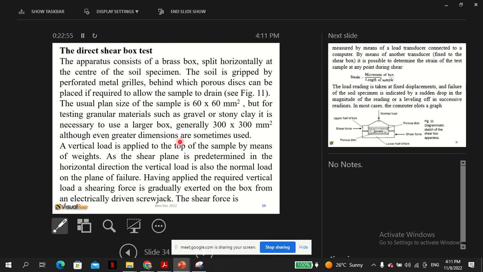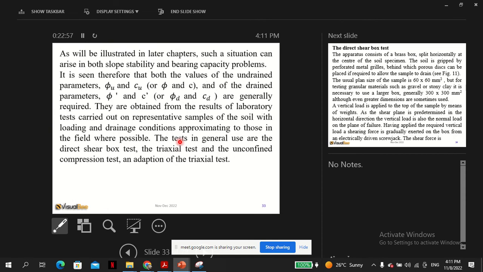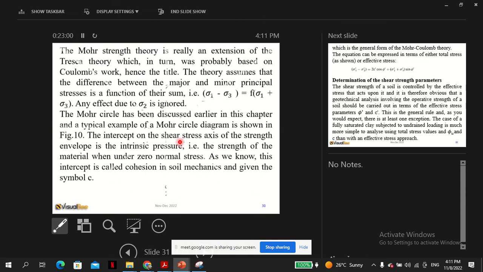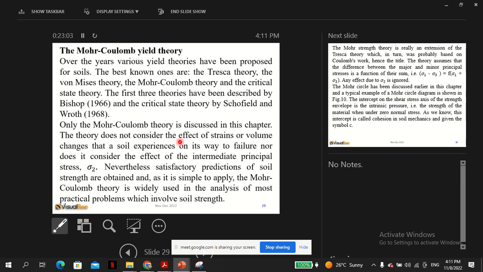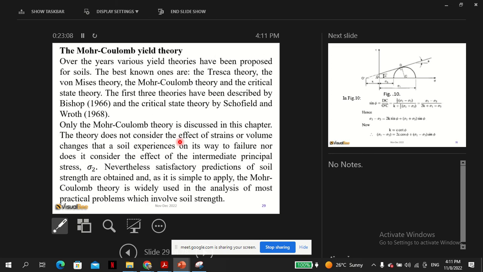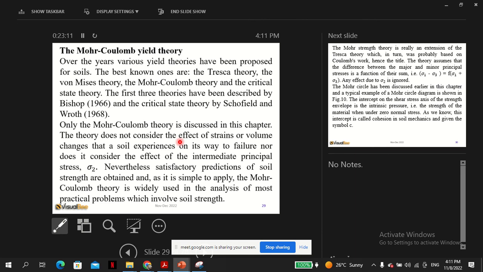So a little bit more on the Coulomb yield theory, which we can talk about, and then we talk about the test. Over the years, various yield theories have been proposed for soils. The best known ones are the Tresca theory and von Mises, the Coulomb theory, and the critical state theory. The first three theories have been described by Bishop, and the critical state theory by Schofield. These are some references.